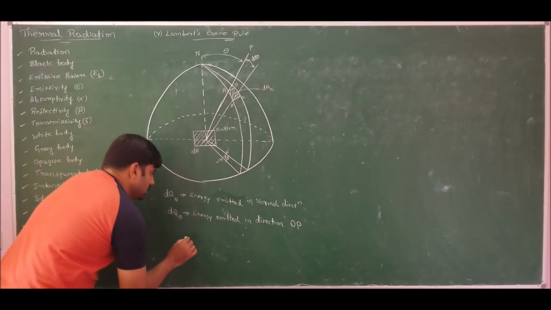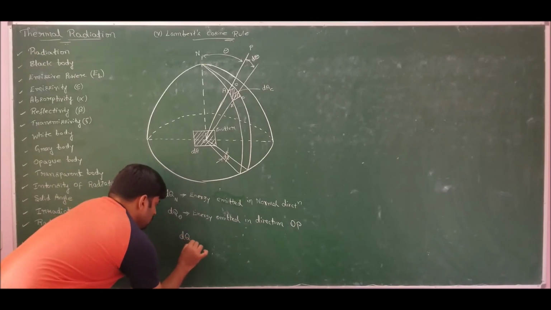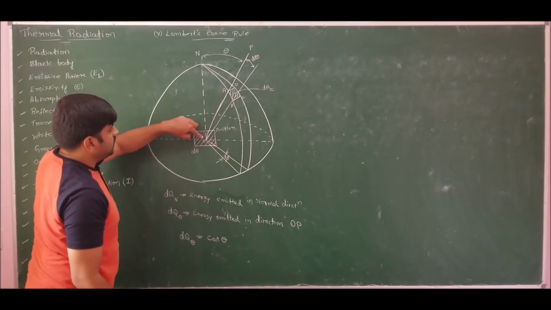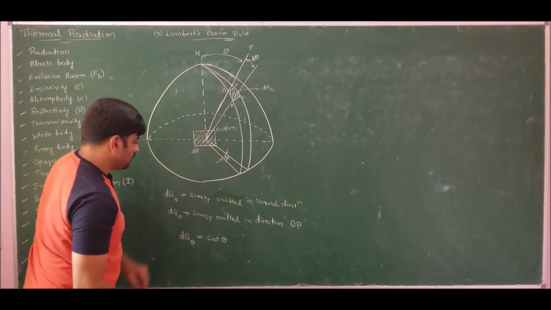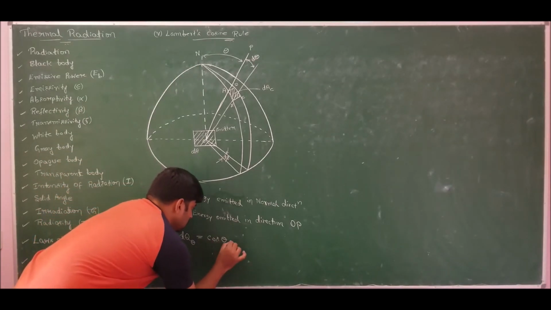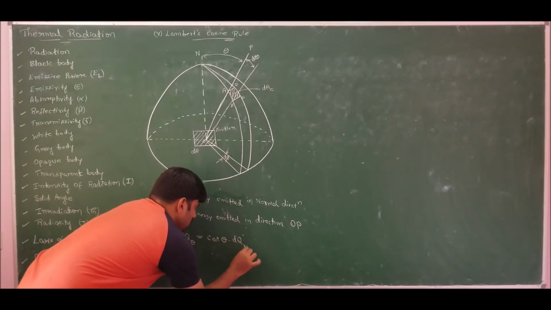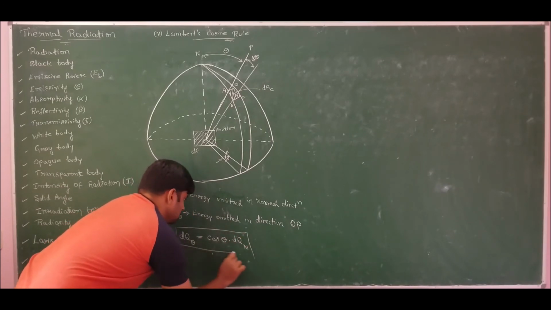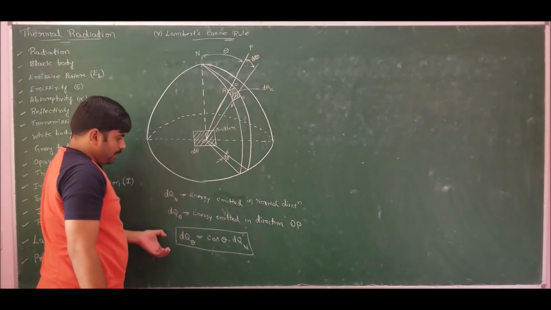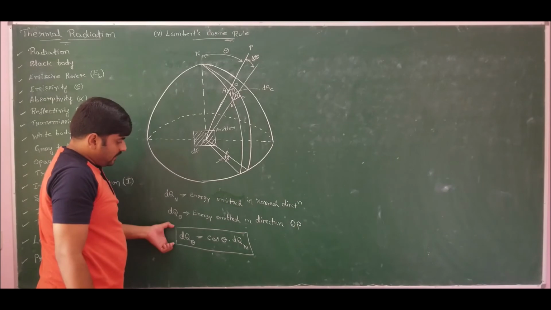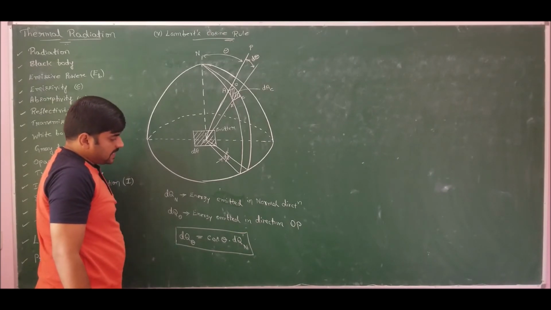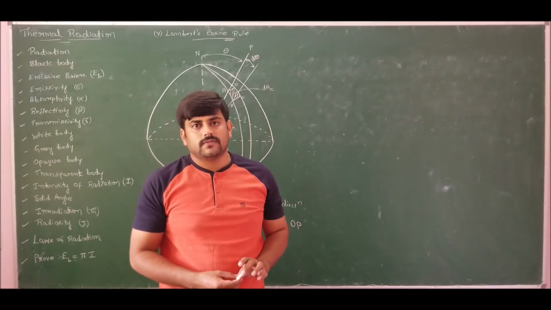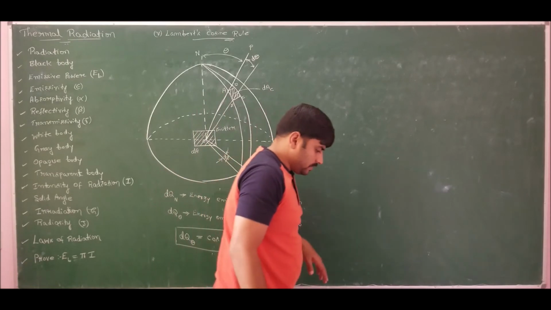So from Lambert's cosine rule, we can write that dq theta is equal to cosine of the angle between the direction under consideration and the normal. Therefore, it is cos theta times dq in the normal direction. The diffuse surface emits radiation in such a way that the amount of energy emitted is directly proportional to the cosine of the angle between the direction under consideration and the normal to the surface. This is about Lambert's cosine rule.